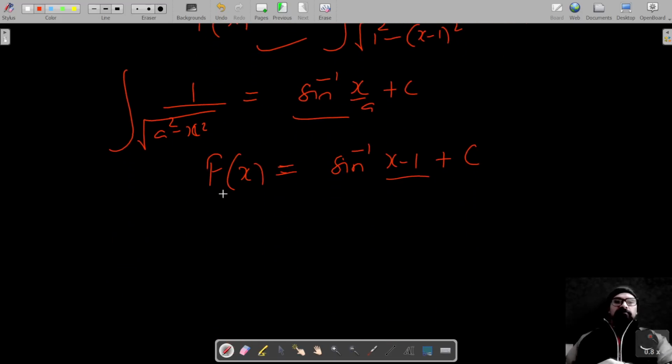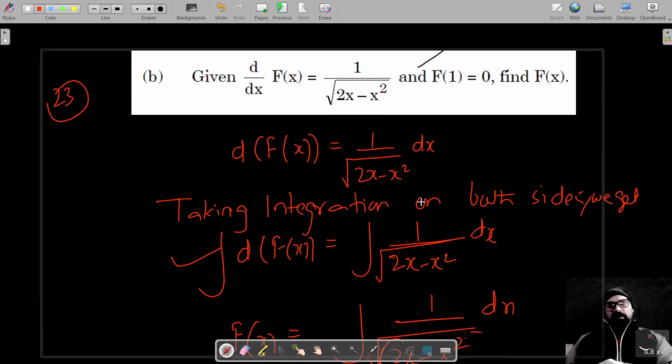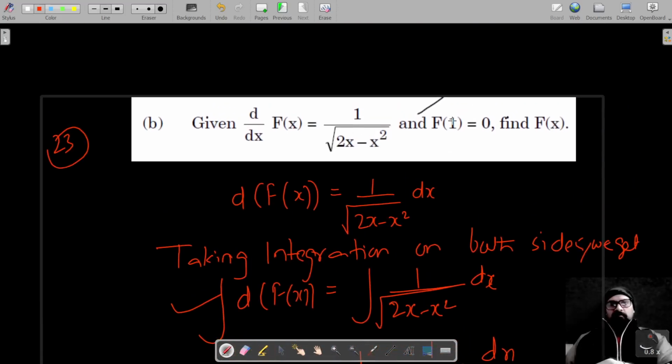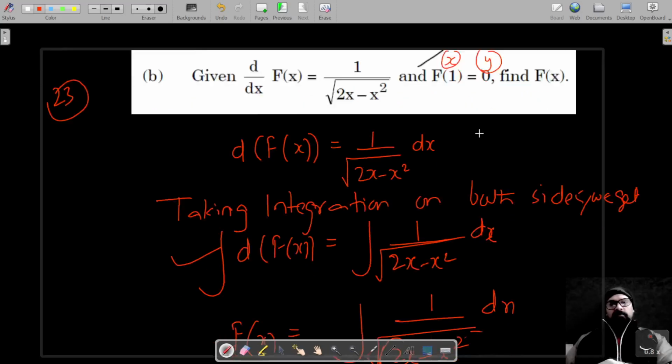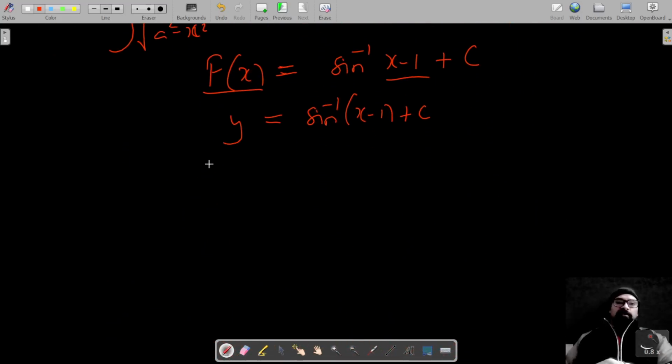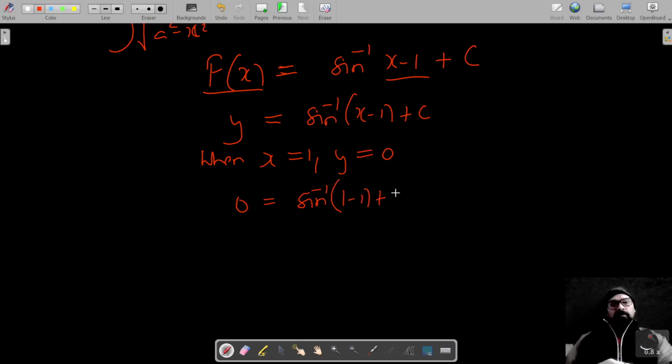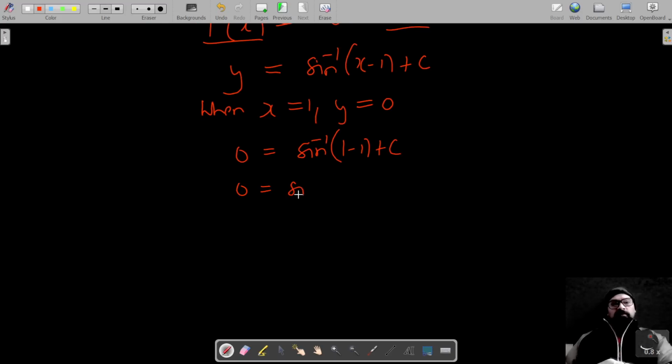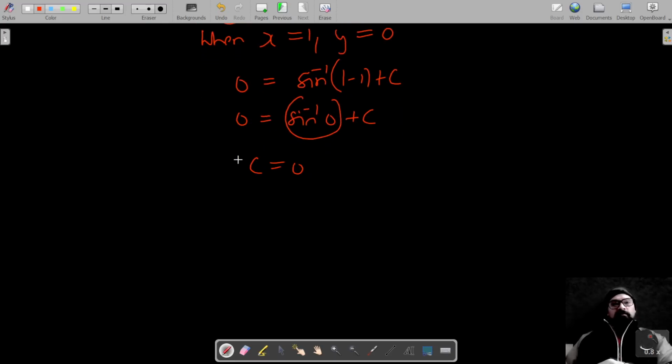Now f of x means y. So this is sine inverse x minus 1 plus c. Now let's go back to the question, and it says that f of 1 is 0, which means if we put x equal to 1, it gives me the value y is equal to 0. So when x is equal to 1, y is equal to 0. So sine inverse 1 minus 1 plus c gives me 0 is equal to sine inverse 0 plus c. Now sine inverse 0 is 0, so c is equal to 0.